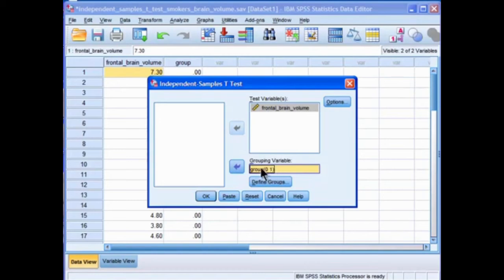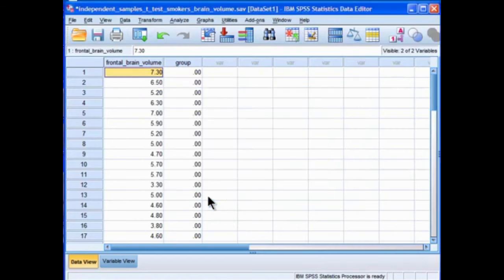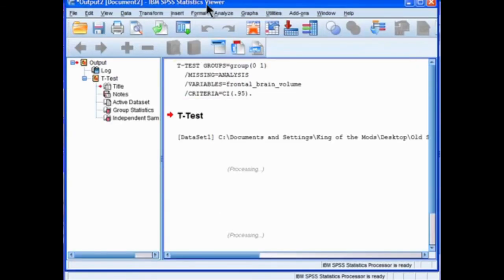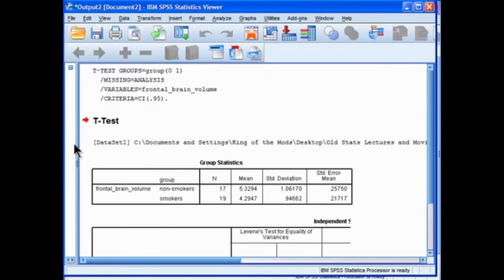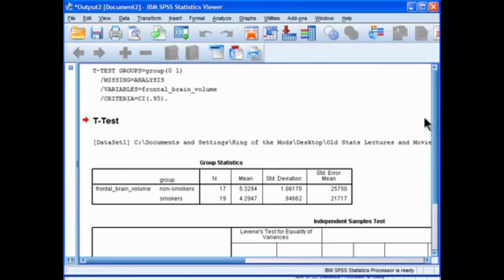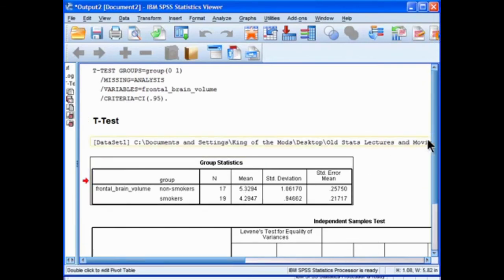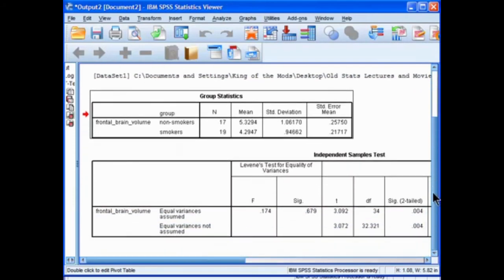So we click OK, and then the output is produced by SPSS. Now this is the output viewer. Here we can see the actual results of our t-test. The first box here is the group statistics.